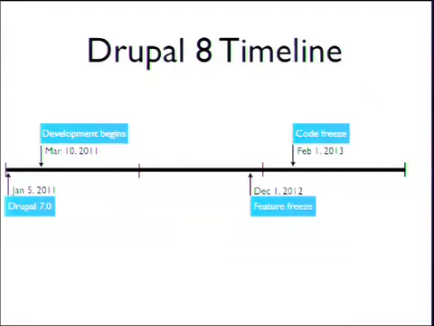Then we have a code freeze in February, and the code freeze is when we stop changing stuff around. We really try and make the APIs stable so contributed modules can begin porting. And then in August-ish, whenever DrupalCon Europe 2013 is, that's our goal to ship Drupal 8.0. So basically, this time next year, our hope is to be able to ship everything.